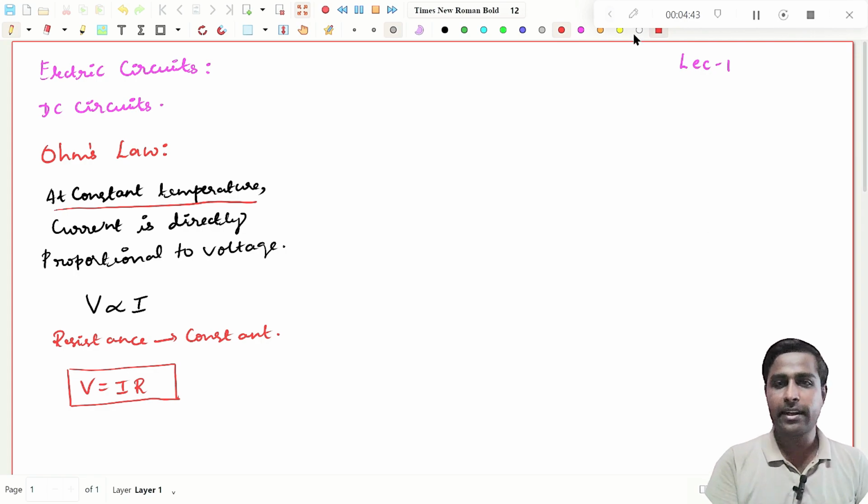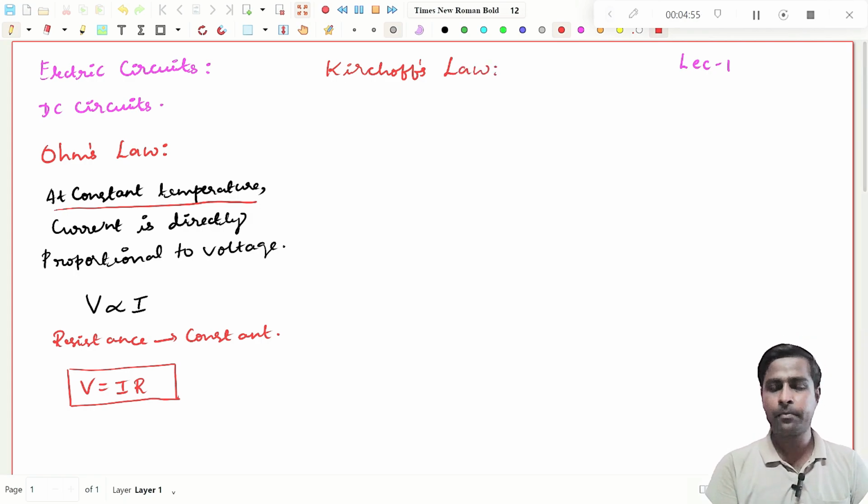Now, the second law is nothing but Kirchoff's law. Kirchoff's law has two laws. The first one is Kirchoff's current law.